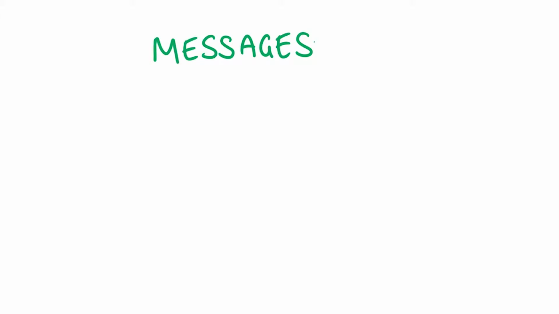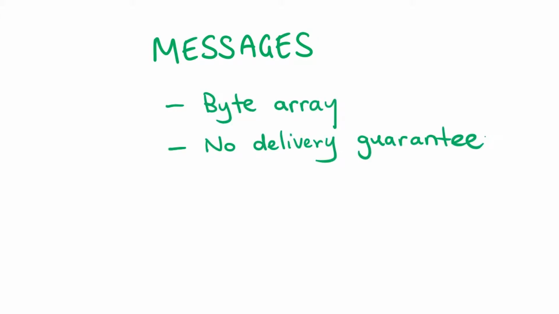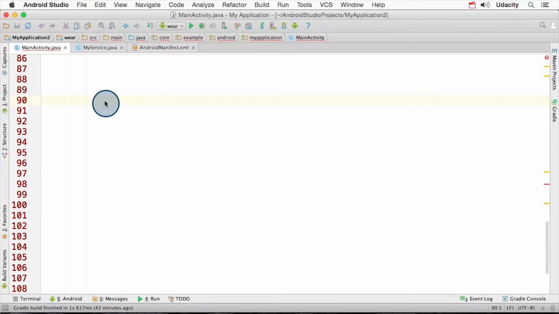Now we're going to talk about sending messages. These are much simpler than data items in that they encode simple byte arrays, and there are no guarantees of delivery. If you send a message and the remote device is not connected or out of range, then the message will be lost. It's your responsibility to deal with this and use messages in scenarios where they can be lost without causing a failure. Here's an example of how to send a message.